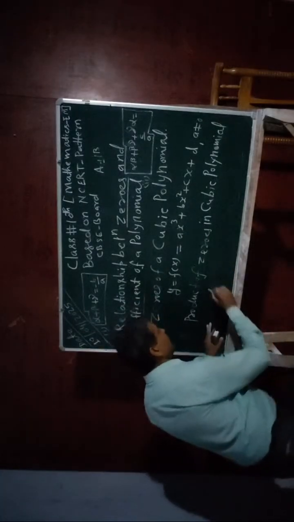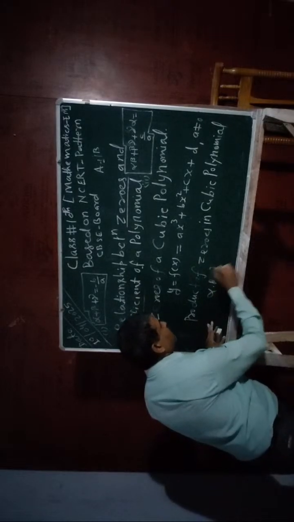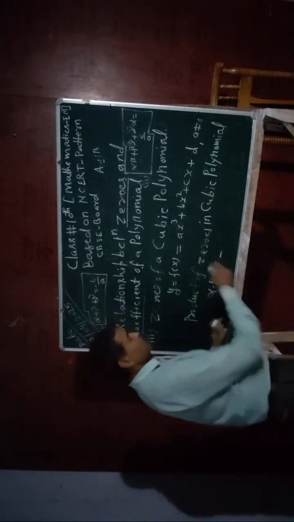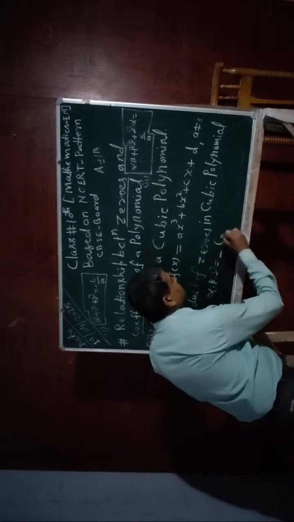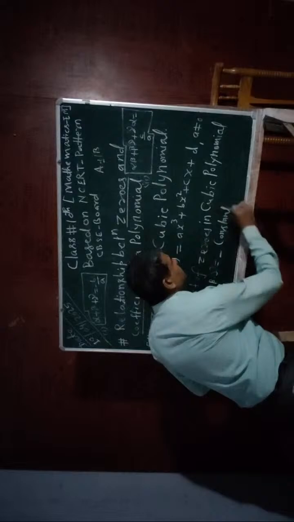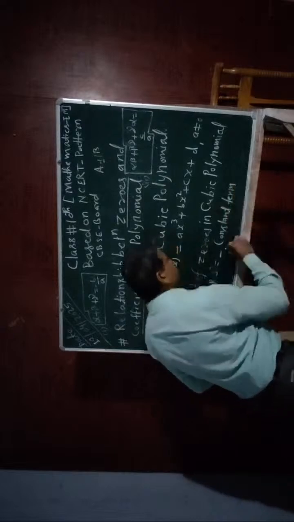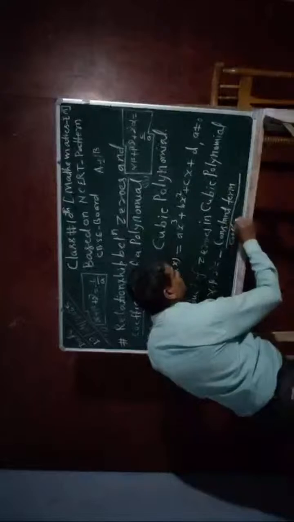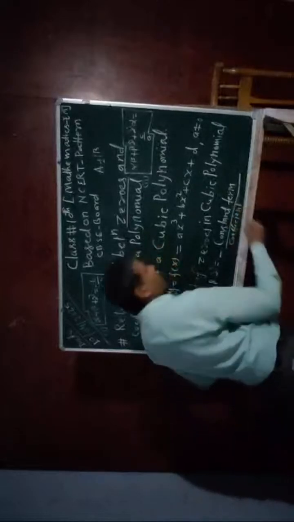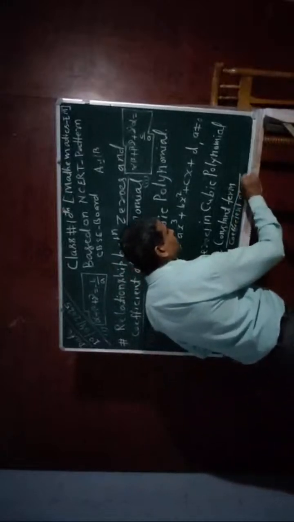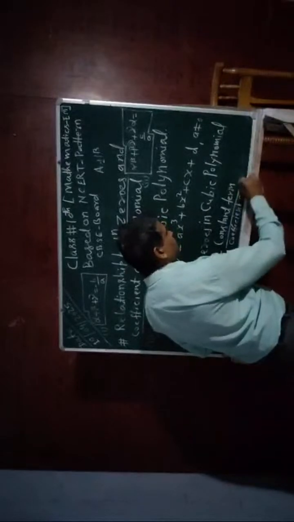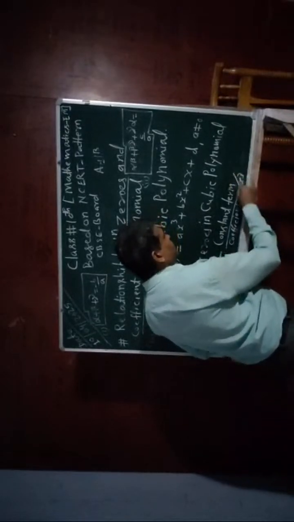So I will take the product here. It will be like this: alpha into beta into gamma, which is equal to minus constant term divided by coefficient of x cube.